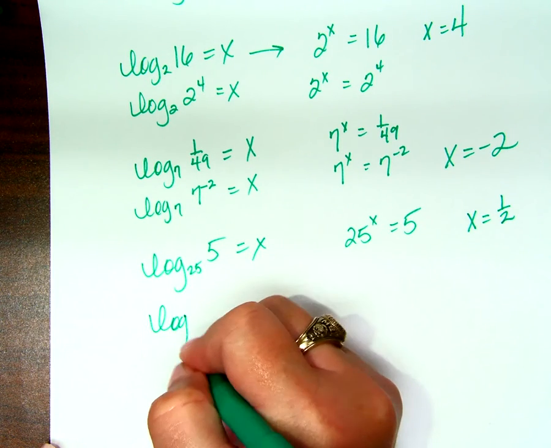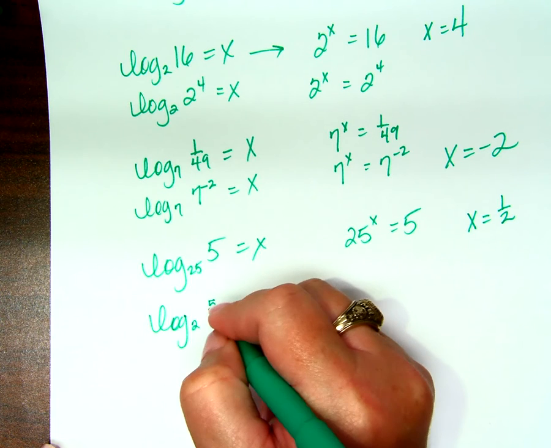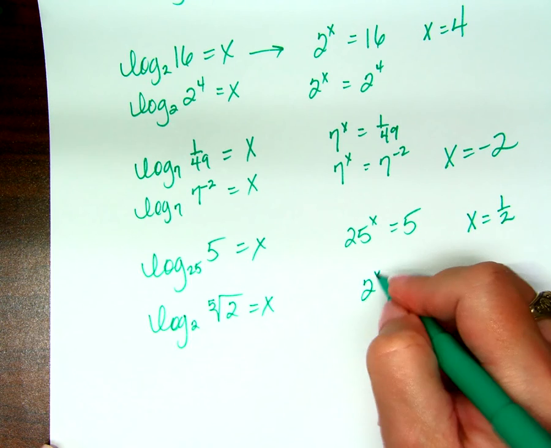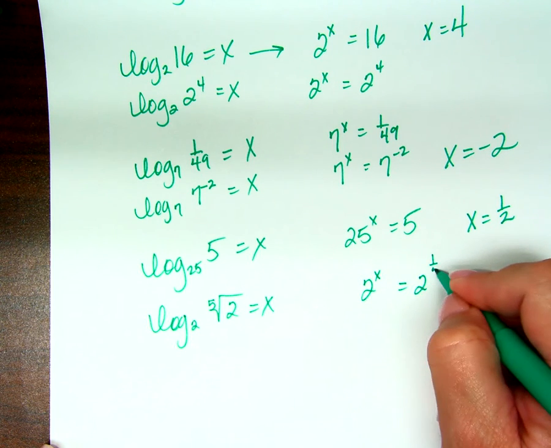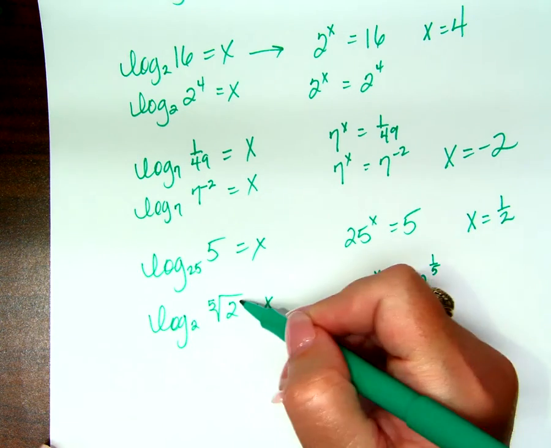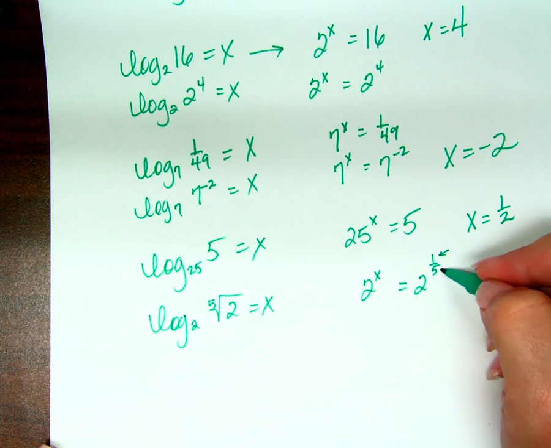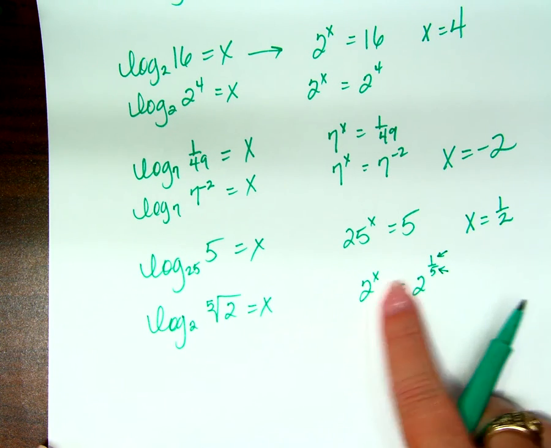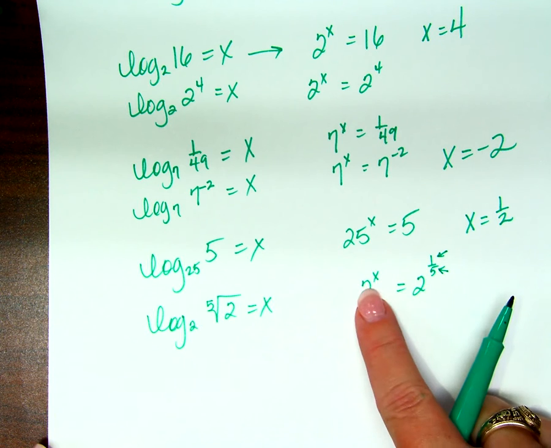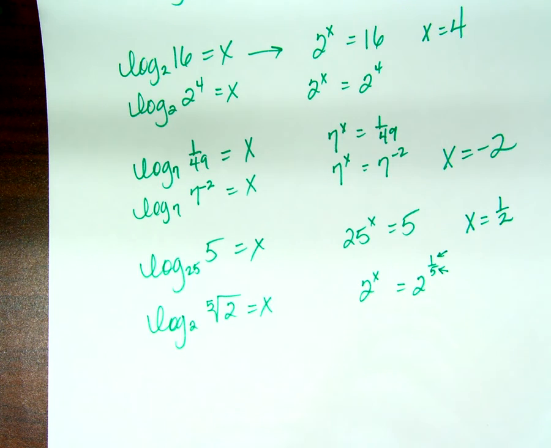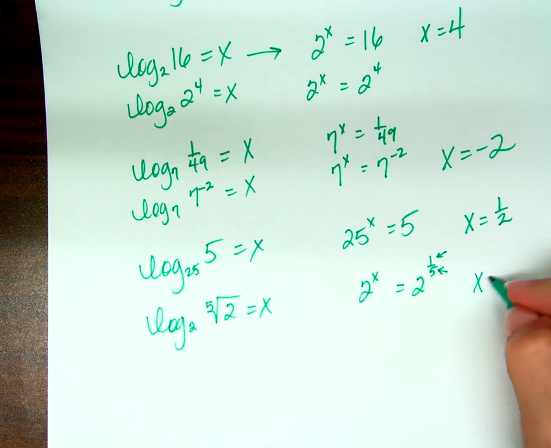Log base 2 of the 5th root of 2. So 2 to the x power equals 2 to the 1/5 power. Because remember, if we have fractional exponents, the numerator is the power and the denominator is the root. So again, that's pretty obvious what x is going to be now. If 2 to the x equals 2 to the 1/5, you know x has to equal 1/5. Okay? X equals 1/5. There you go.